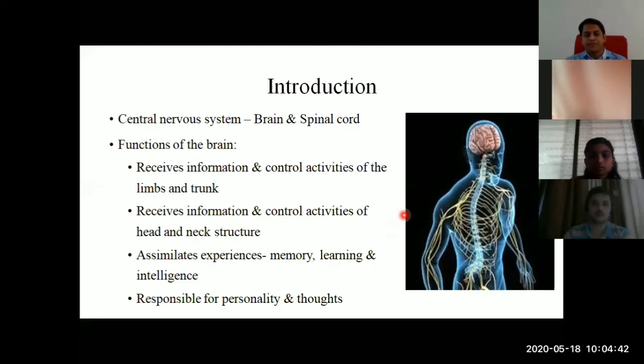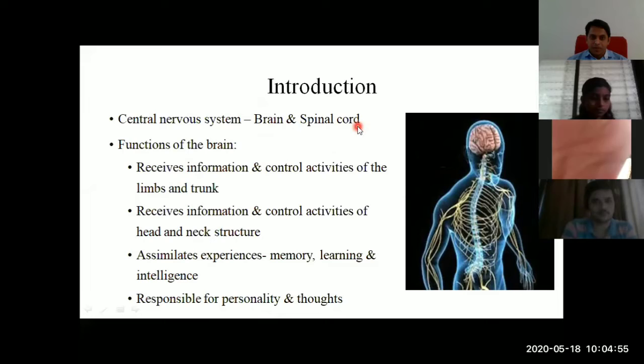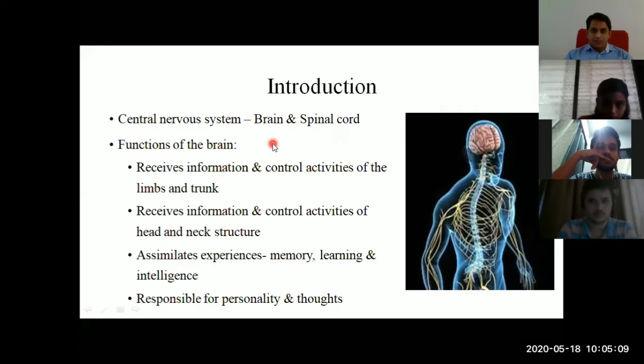So let us begin. As we have started with the central nervous system, one part of it is already over, that's the spinal cord. The central nervous system consists of the brain and the spinal cord. The spinal cord is present within the vertebral canal, and the brain is present within the cranial cavity. So what does this consist of? It consists of white and gray matter.